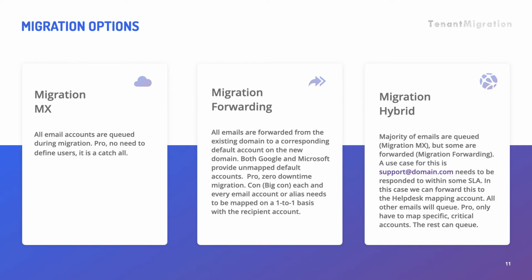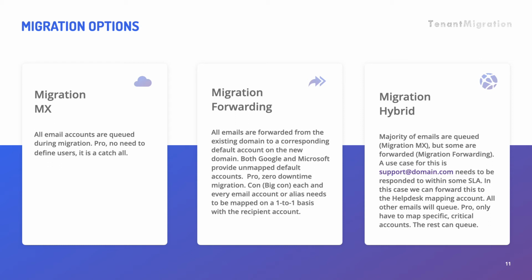The primary use case we see on this is some organizations want to make sure that email addresses like support at their domain or sales or info don't go down, especially if they're multinational. So we can define a certain number of email addresses that will function like email forwarding, and the rest of them will continue to work like Migration MX.